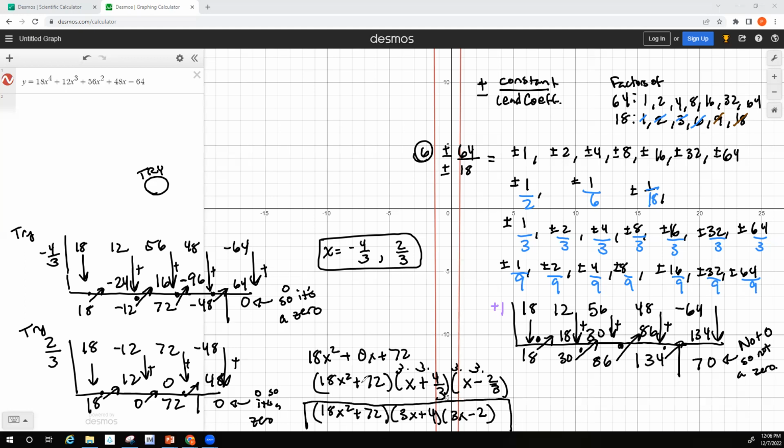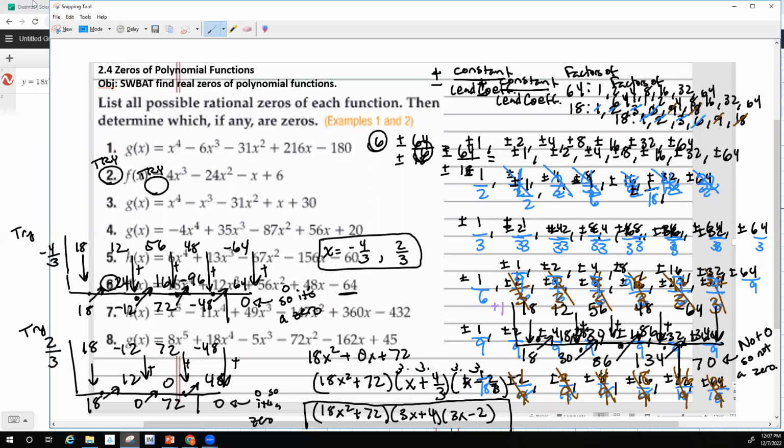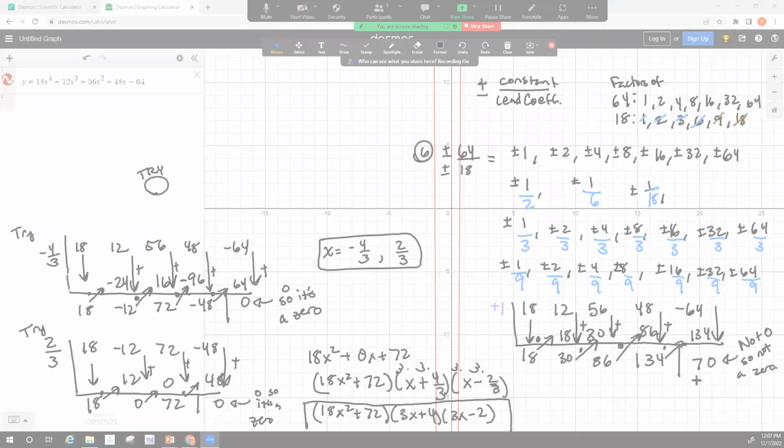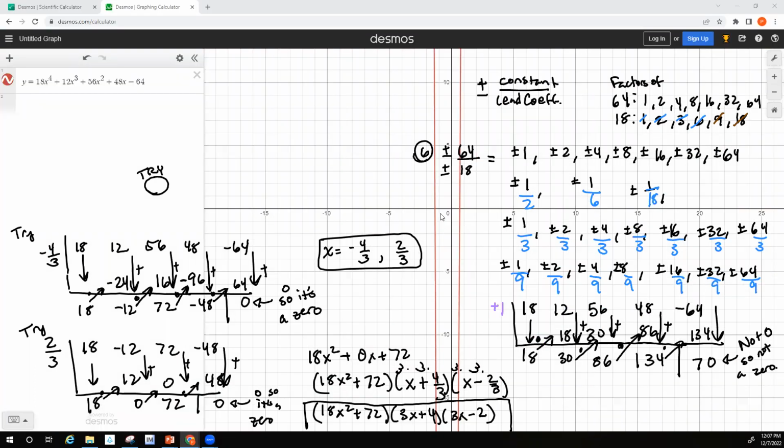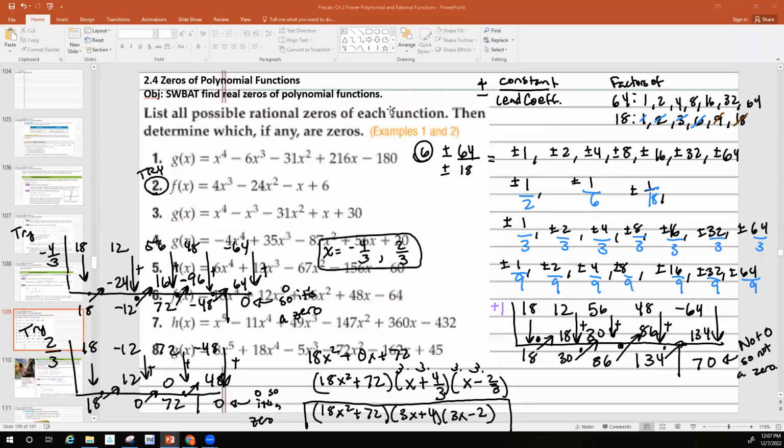All right, that is that. So try number 2. And if you want to check your work, you can. Yeah, just try that. Negative 1.333 and 0.667. There you go. That's it. All right. So let's go back to the PowerPoint and then just try number 2.